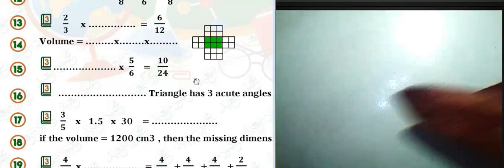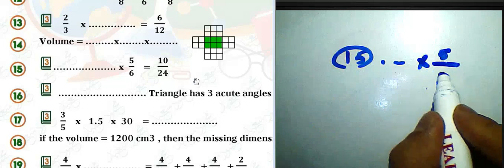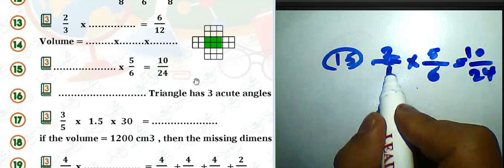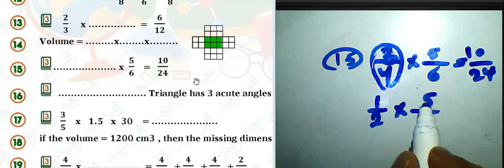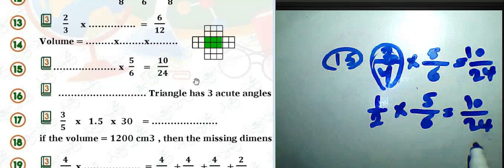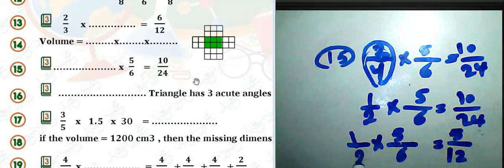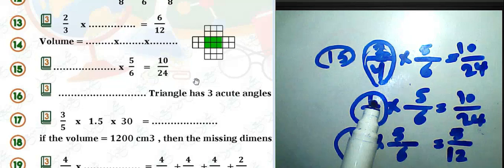Question 15. Space times 5 over 6 equals 10 over 24. We know 5 times 2 equals 10, and 6 times 4 equals 24, and you can write this number in the simplest form. It will be half. Half times 5 over 6 equals 10 over 24, because 10 over 24 you can simplify by dividing by 2. It will be 5 over 12. 5 over 12 equals 5 over 6 multiplied by 1 over 2. So you must write half in the space. You must write 2 over 4 as the first step, and then you can simplify it by dividing numerator and denominator by 2. The result will be 1 over 2.